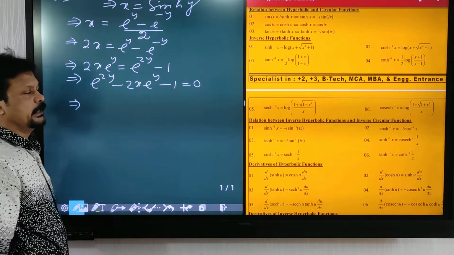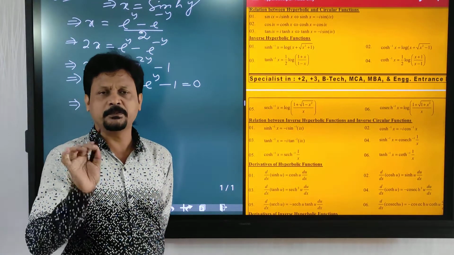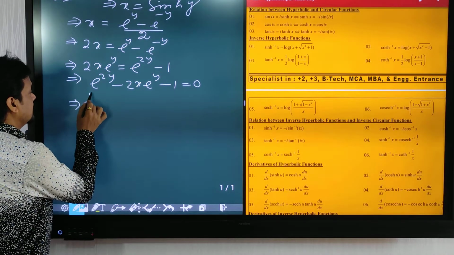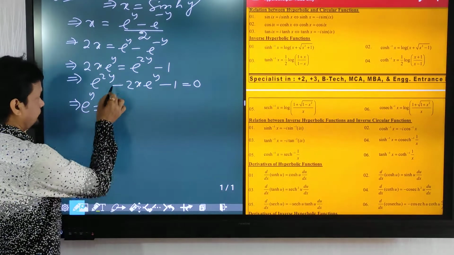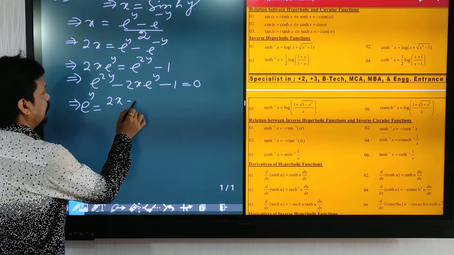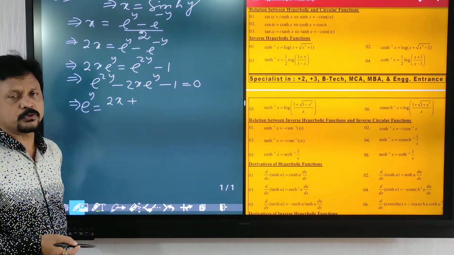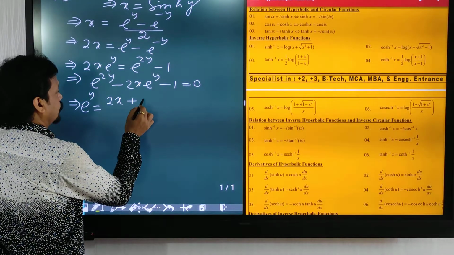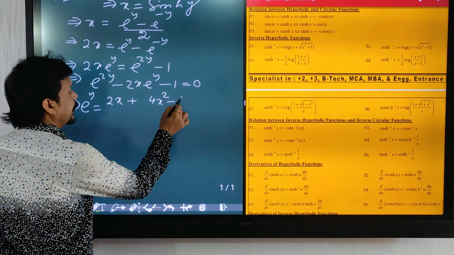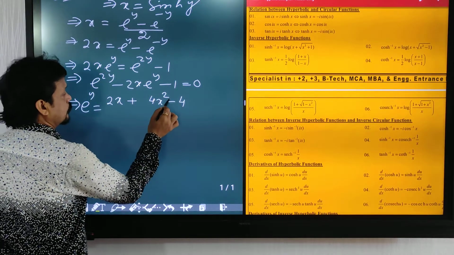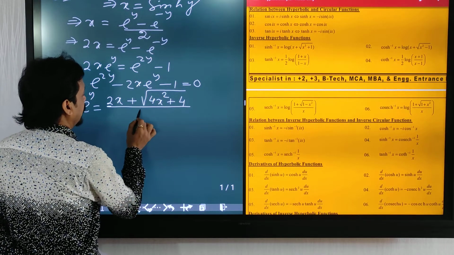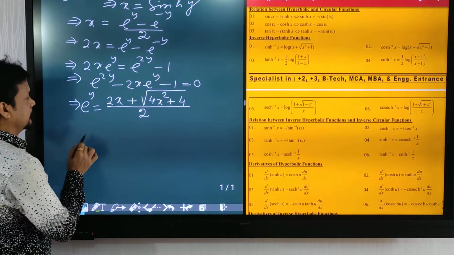And this is a quadratic equation in e to the power y. This is nothing but a quadratic equation in e to the power y. So e to the power y is equal to minus b, that means simply 2x, plus or minus. I am taking positive because e to the power y cannot be negative. So b square means 4x square minus 4ac. A is 1, c is minus 1, so it will become plus 1. So square root is there, divided by 2a, that means simply 2 because a is 1.